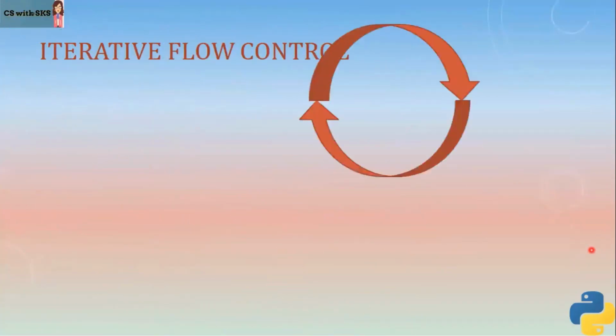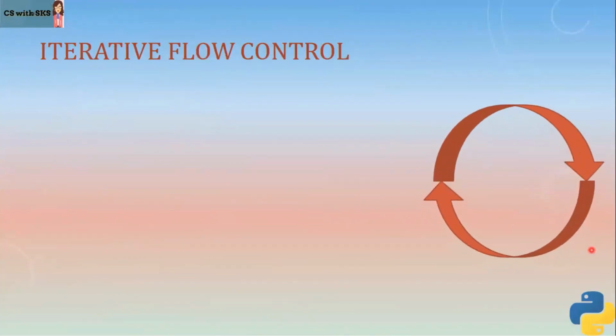First of all, we'll be understanding what is iterative flow control. So to understand this, let's have a look at our day-to-day life. There are many things that we do on a repeat mode. In our daily routine, we get up, we get ready, we go to work, we come back, we sleep, next day morning again we get up, and the cycle continues.